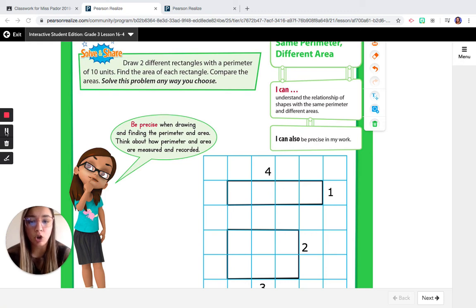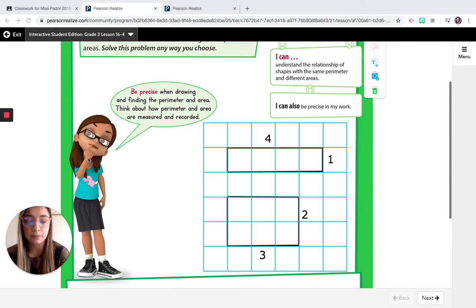It says, draw two different rectangles with a perimeter of 10 units. Find the area of each rectangle and then compare the area. So here, instead of drawing two shapes, I have two shapes already on the grid paper for you. So we are going to take a look at their perimeter and their area.